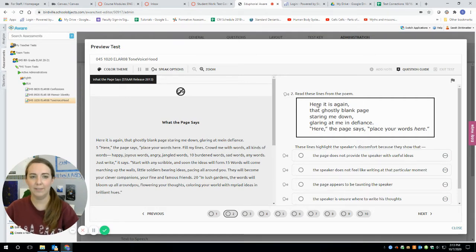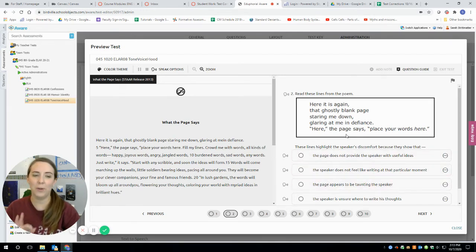Here it is again, that ghostly blank page staring me down. So they're making the page, they are, oh my gosh, go figure, I need to say a word and I can't. They are personifying the page. So they're basically giving the page human thoughts, the idea that the page can stare back at you. So if something is staring at you, glaring at you in defiance and saying, here, put your words here, guys, that's taunting. So the page does appear to be taunting the speaker.